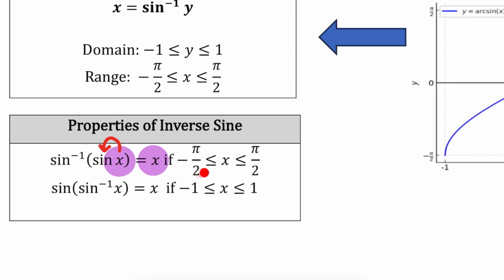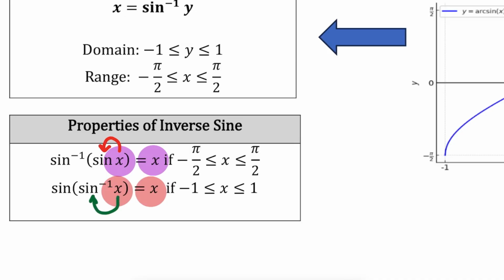So the domain for sine is from minus pi over 2 until pi over 2. Now let's see another one here. Sine composed with inverse sine x is equal to x, with the condition that x here must be within the domain.